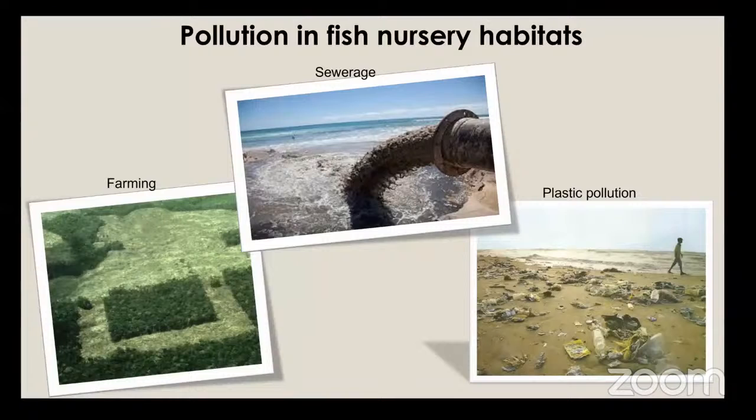What do I mean by plastic pollution? So this is mostly the plastics that we use for packaging. Can be bottles, plastic bags that we throw away and litter. And these end up in our oceans. These are very, very dangerous for our fish.